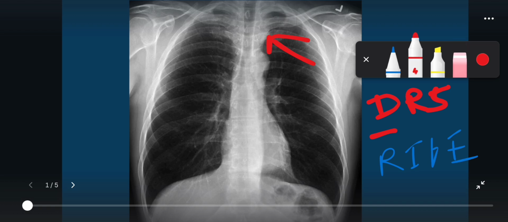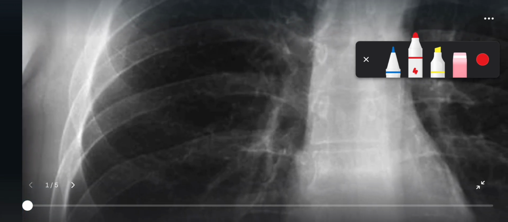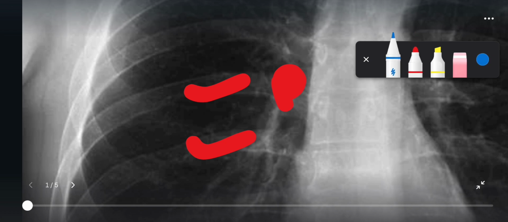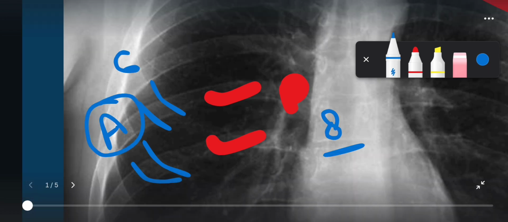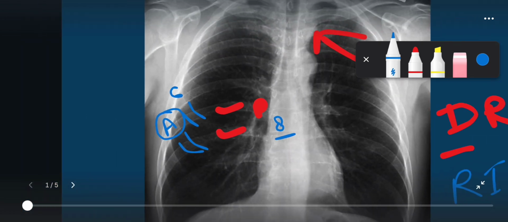There are many students who are confused between anterior and posterior ribs. What we can see clearly, these are posterior ribs. And these, which are curved like this, are anterior ribs. Anterior ribs should be 6 and posterior should be 8. Now what is then P?